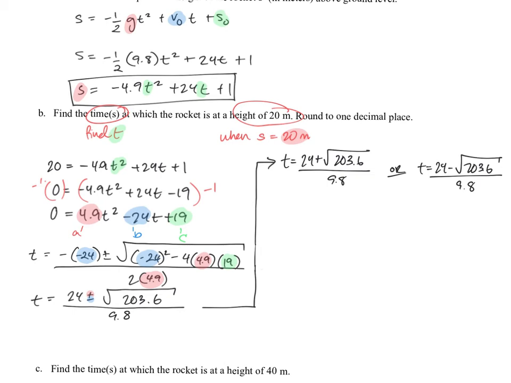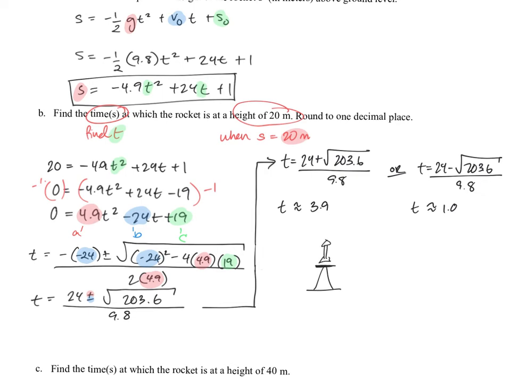If you plug those into your calculator and round to 1 decimal place, you'll get that t is approximately 3.9 and t is approximately 1.0. Once again, we have 2 answers, but we have to check, do they both make sense for our problem? Well, let's see. You have a rocket on a platform, right?